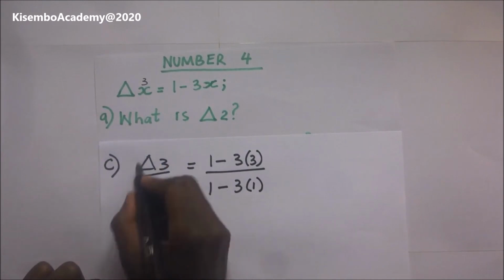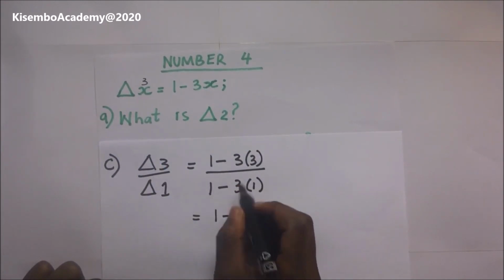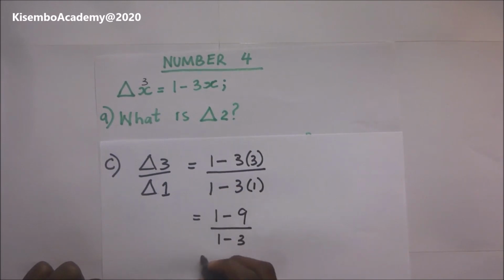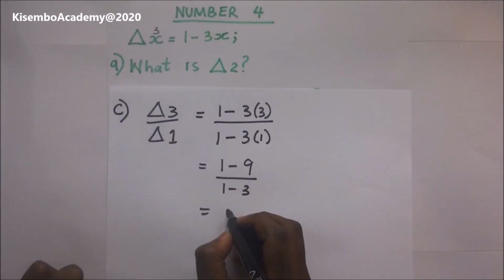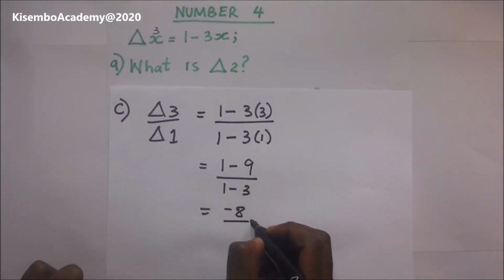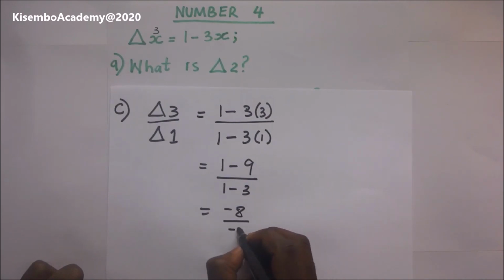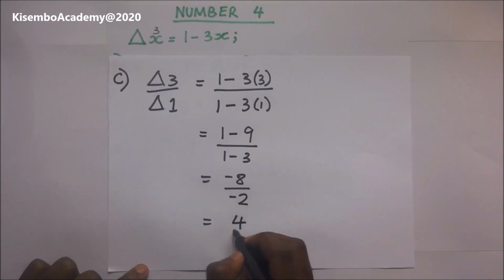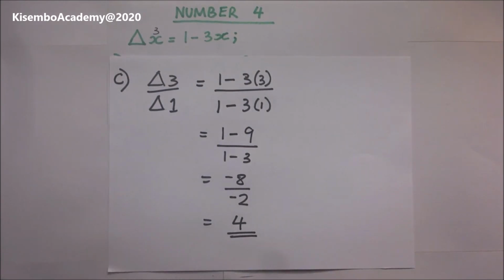So go ahead and find the expression here. This is going to become 1 minus 3 times 3 is 9. Divide that by 1 minus 3. And this is going to become negative 8 divided by negative 2. And definitely our answer here is positive 4.